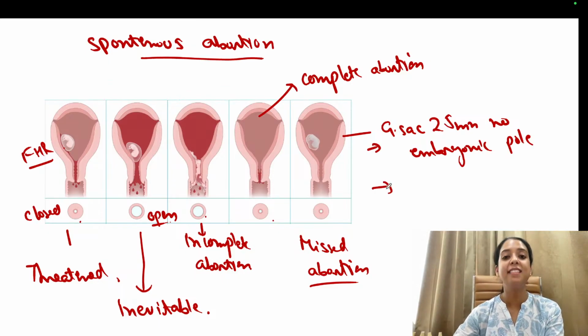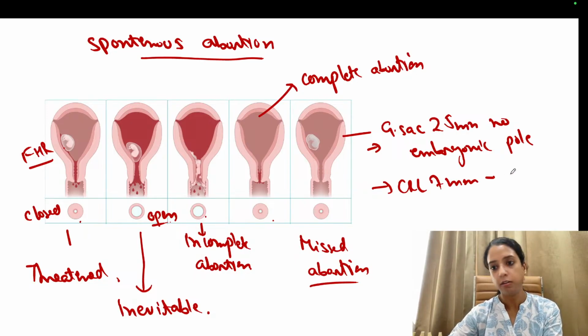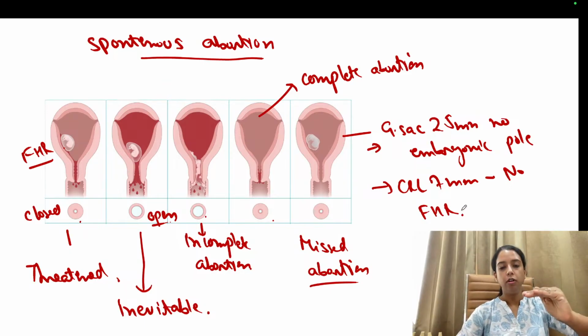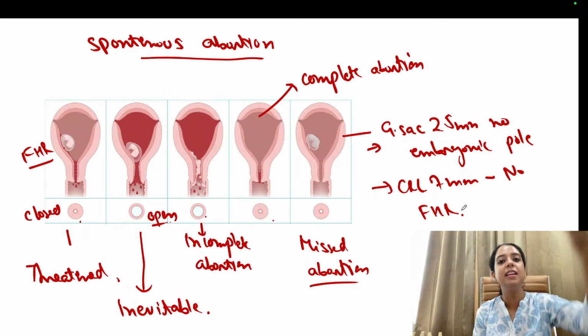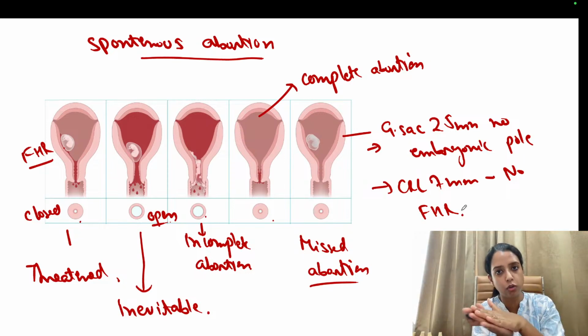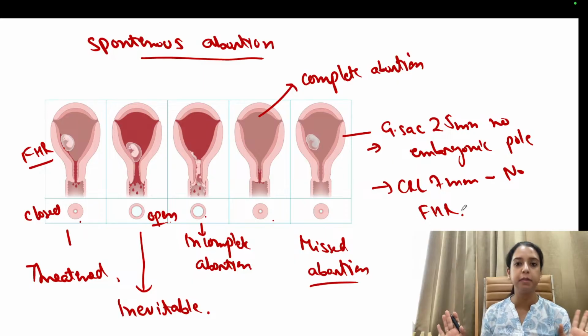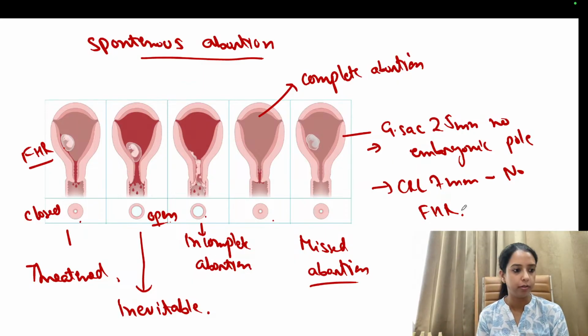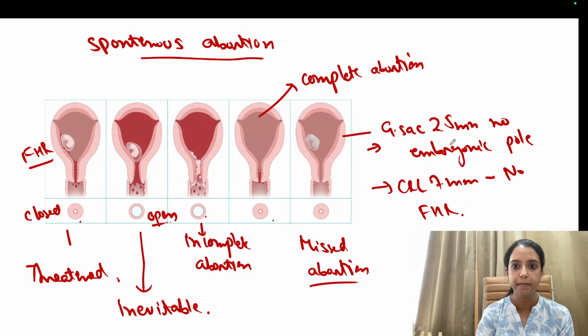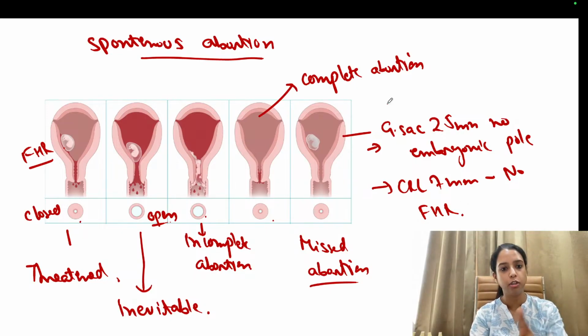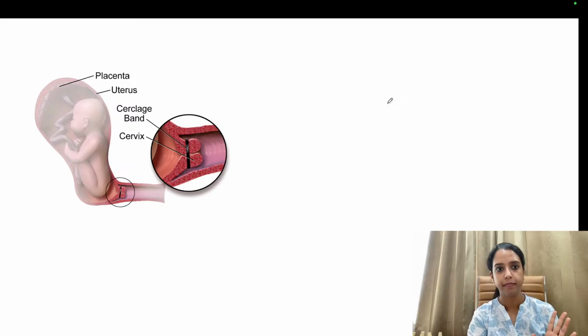Or the baby is there with crown rump length of almost 7 mm, but no fetal heart. So there has to be a level, no? Once fetal heart is not there, you generally repeat the ultrasound, but there has to be a threshold. If crown rump length is 7 mm, still no fetal heart, it is missed abortion. There is no use of keep repeating the ultrasound. Okay? So these are the types of spontaneous abortion which you can judge by the image.